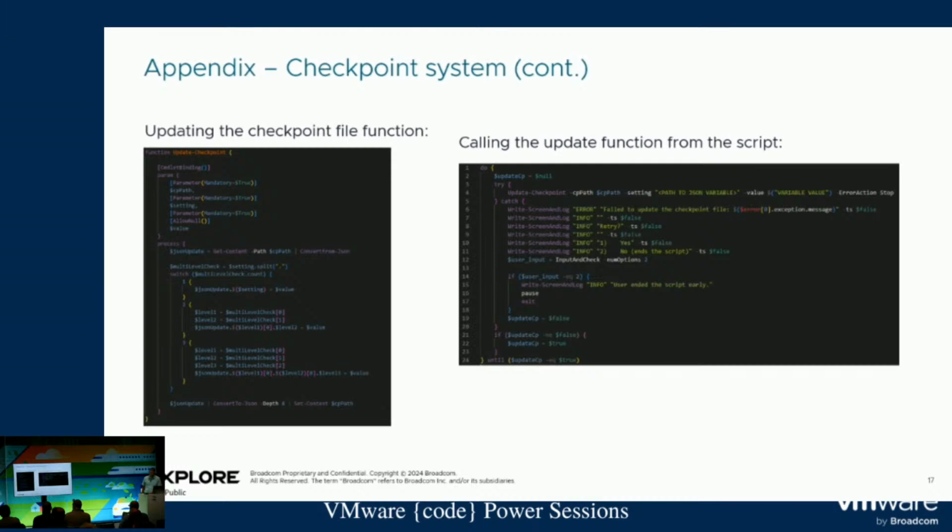And then finally, here's a look at the function to update the checkpoint file. The script calls the function in a do until loop to make sure that the file is always accurately updated. The function itself would import the file from disk, modify the correct variable, and then write it back to disk. One thing to note is that the JSON file depth was never greater than 3 levels. We never had to go any deeper than that.